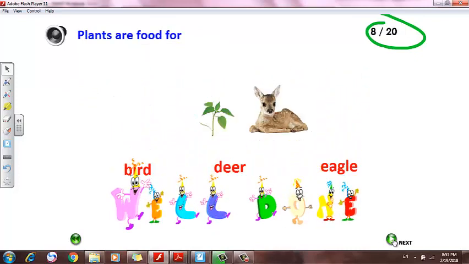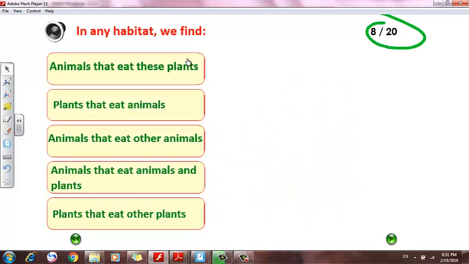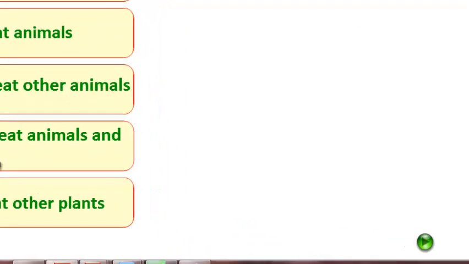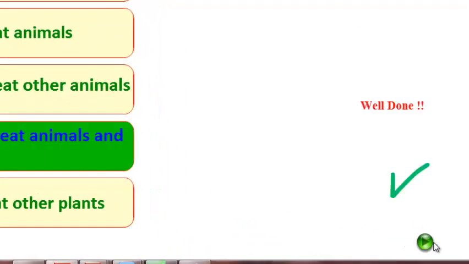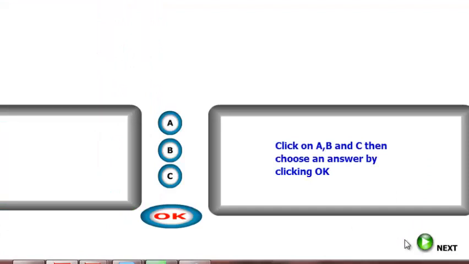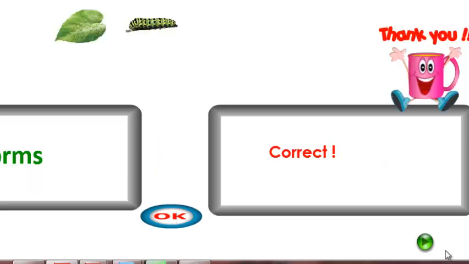Well done! In any habitat, we find animals that eat plants, animals that eat other animals, or animals that eat animals and plants. Leaves are food for. Leaves are food for cats? No. Tigers? No. Worms? Thank you!